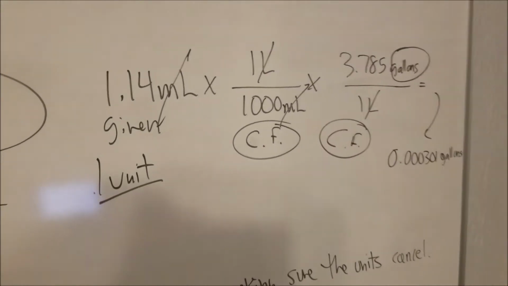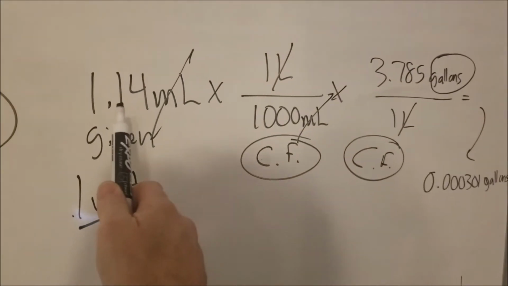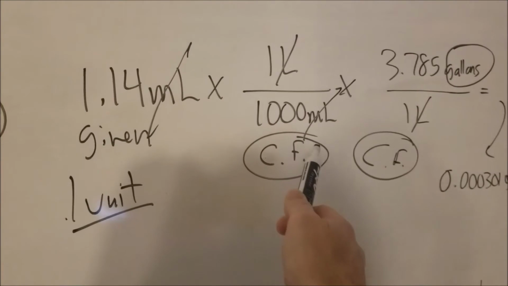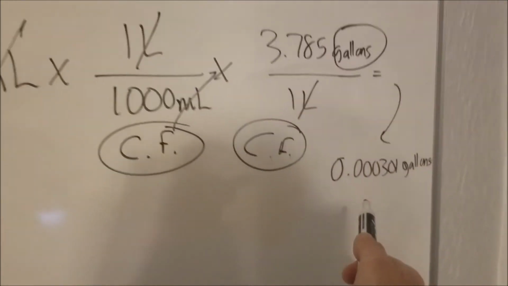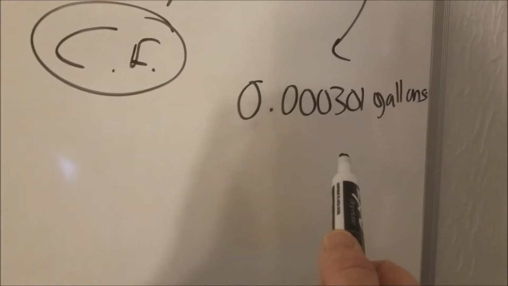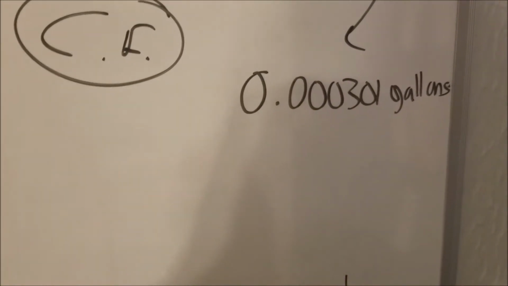And when we do the multiplication, the way you would do this in your calculator is take 1.14 divided by 1,000, hit equals, multiply by 3.785, hit equals, and you should get a very small number in gallons, 0.000301 gallons.